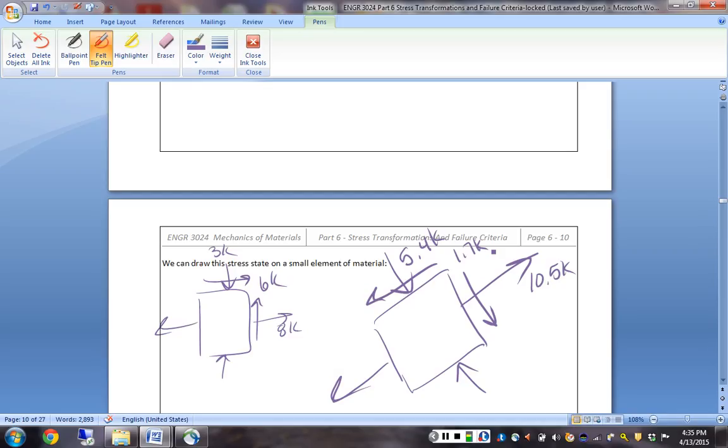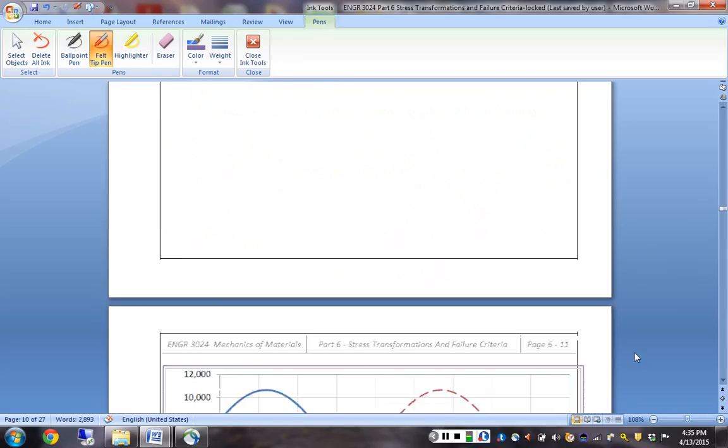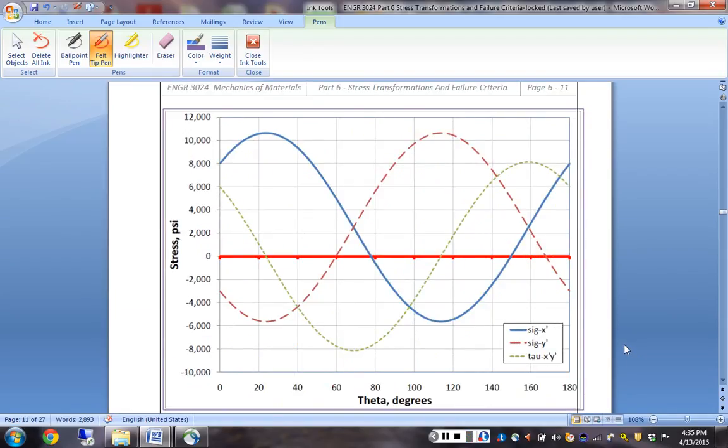So if I jump ahead, is the next thing in your course pack the little plot? All right, this is a powerful plot right here, and mine's in color, so it's better. If we call our starting point theta equals 0, what do I have? I have sigma x was that number, sigma y is my dotted red line, and my tau of plus 6,000. And this is now plotting what happens to each of these quantities as I rotate through 180 degrees.